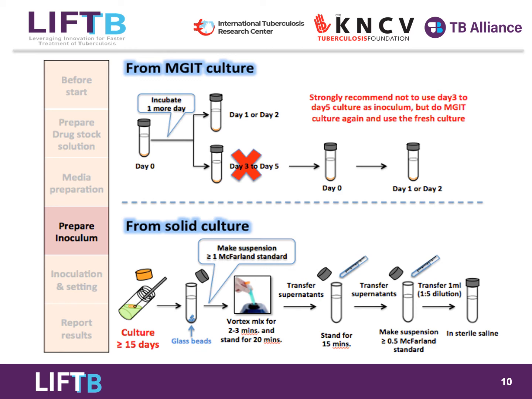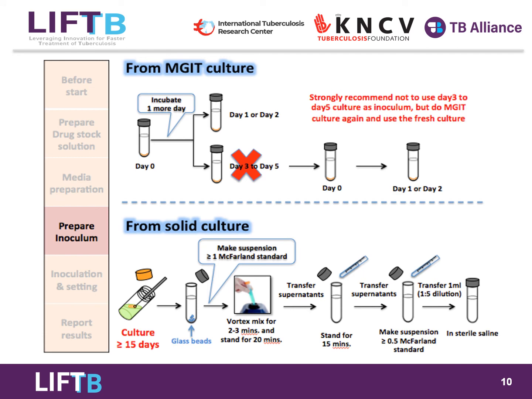C. Vortex the suspension for 3 minutes to break up the larger clumps. D. Let the suspension sit for 20 minutes without disturbing. E. Transfer the supernatant to another conical tube and let it sit for another 15 minutes. F. Transfer the supernatant, which should be smooth and free of clumps, to a third conical tube.